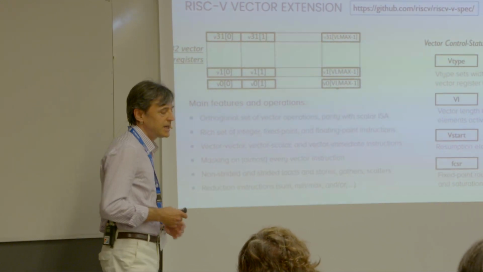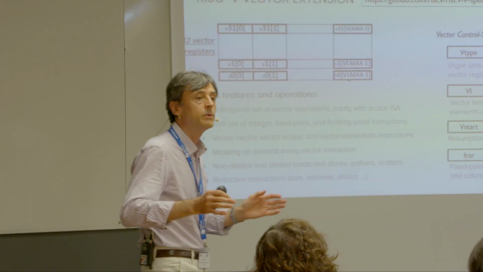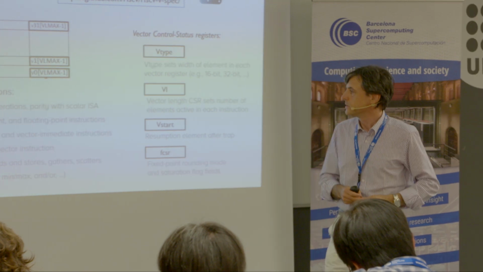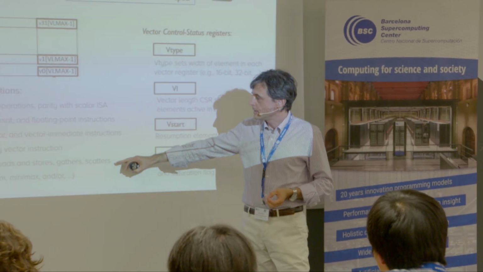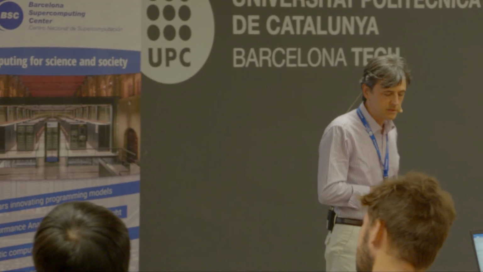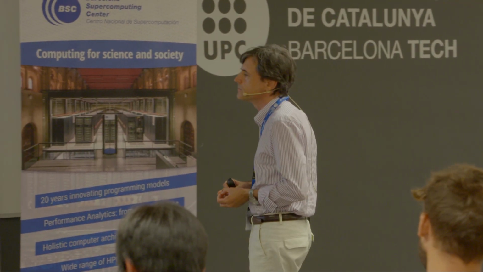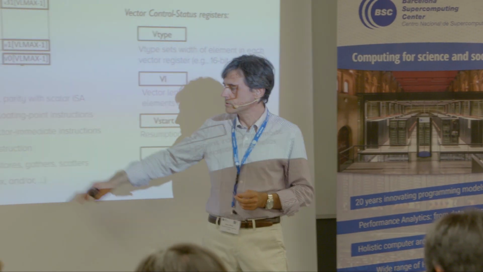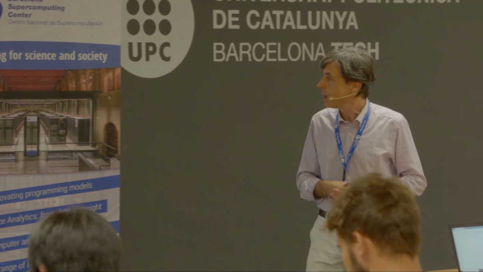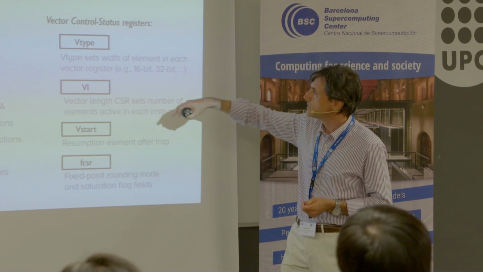You have masking, that is predication, having the possibility of doing or not doing the operation on specific elements of the vectors, based on a bit mask contained in a register. Loads and all the possible vector loads, classical vector loads and stores that you find in vector architectures, that is strided, non-strided, gather and scatters, and other variations. And also reduction instructions. For example, summing up all the elements of a vector or finding the maximum and the minimum and so on. You have some vector control and status registers.